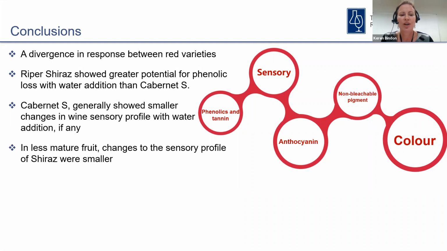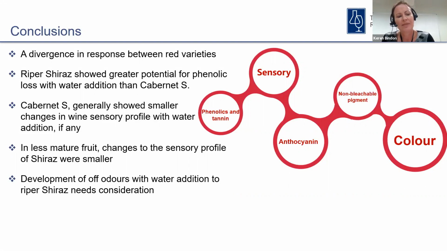And in less mature fruit, the changes to the sensory profile, actually, I should change that, were in fact slightly larger. We saw that slightly bigger difference in sensory change with the Shiraz fruit, even though changes in phenolics were very small. So it's still something to consider there.